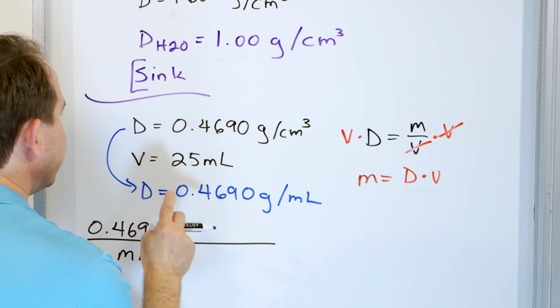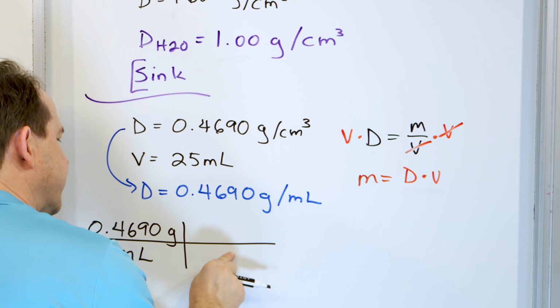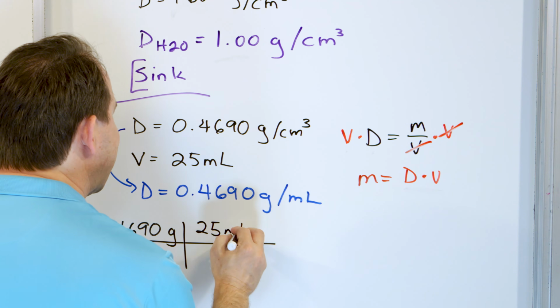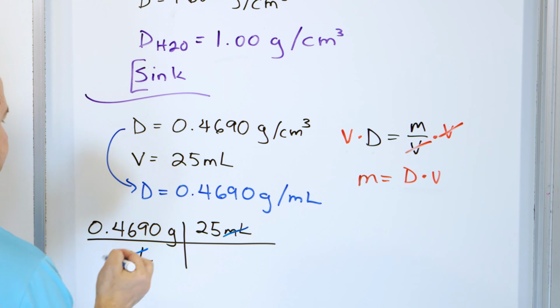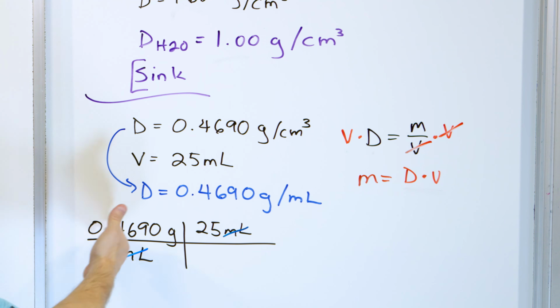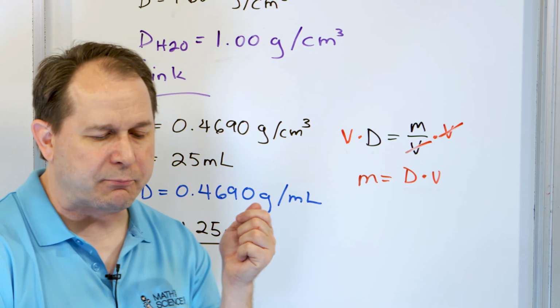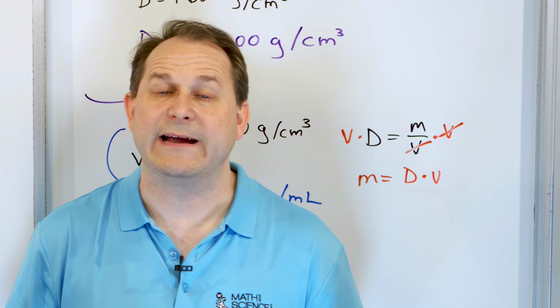And then I know that I'm after a 25 milliliter sample. I can put the 25 milliliters on the bottom, but nothing will cancel. If I put the 25 milliliters on the top, then I have a cancellation of units, because units on the bottom and the top, they cancel. And so if I perform this calculation by multiplying, the only unit I have left is grams. And that's what the problem's asking for. How much mass does a 25 milliliter sample have?